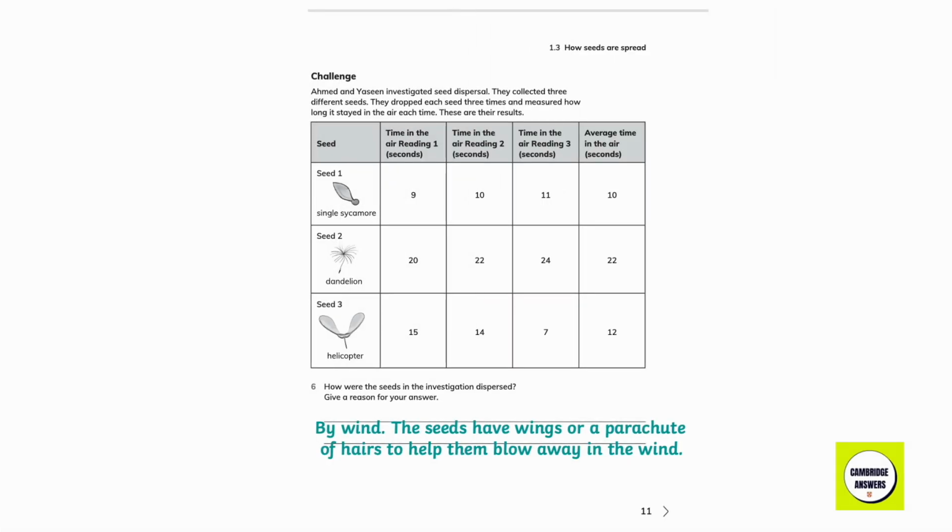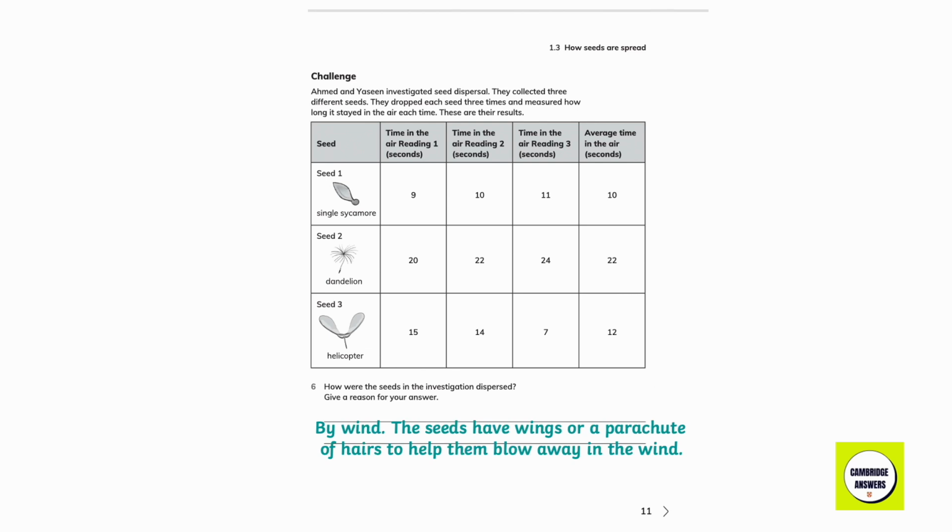Challenge. Ahmed and Yasin investigated seed dispersal. They collected 3 different seeds. They dropped each seed 3 times and measured how long it stayed in the air each time. These are their results. Seed 1, single sycamore. Time in the air, reading 1, 9.